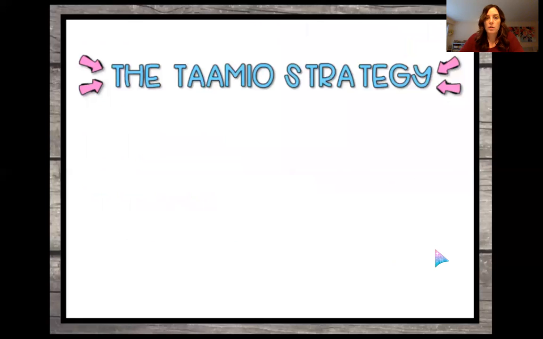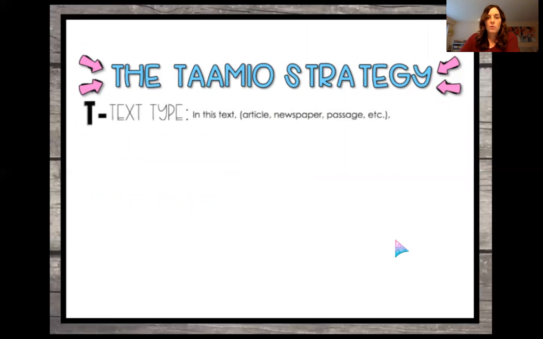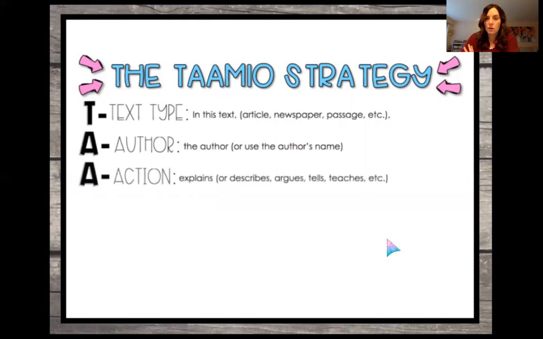So the strategy that we're going to use to create a summary is called the TAAMIO strategy. The T stands for the text type. So you are going to figure out what type of text you read. It could be an article, a newspaper, an excerpt, a passage, and so on. The first A stands for the author. If you don't know the author's name, you can just say the author. The second A stands for the action of the text. So you have to figure out what the text is trying to do. Is it explaining? Is it describing, arguing, telling, teaching, etc.?